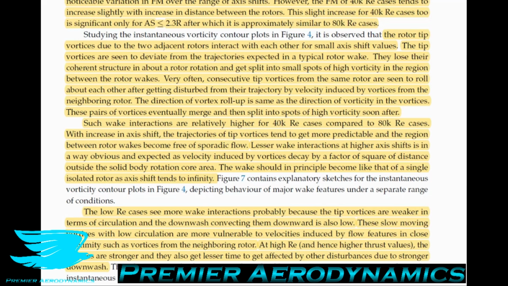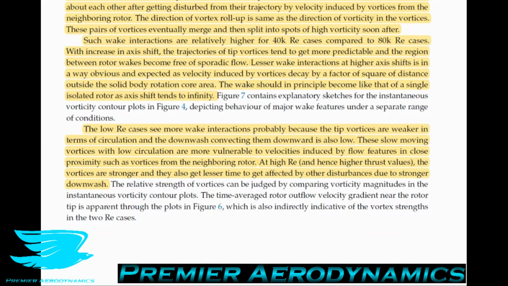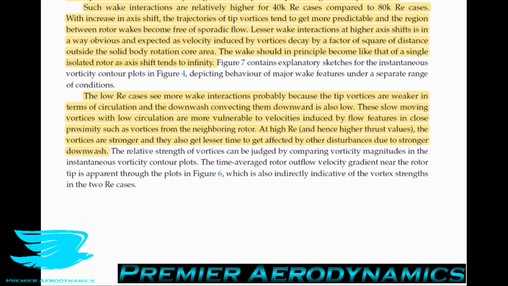Now, the amount that it induces this flow is directly proportional to the inverse of the square of the distance away. So if you're at 1 meter away from a vortex, let's say you have induced velocity of 1 meter per second. When you go to 4, then you have 1/16 of that. It's proportional to the inverse of the square. So moving on, they say the wake should in principle be like that of a single isolated rotor as axis shift tends to infinity. Does that make sense? The further away you get from each other, the less influence you have.